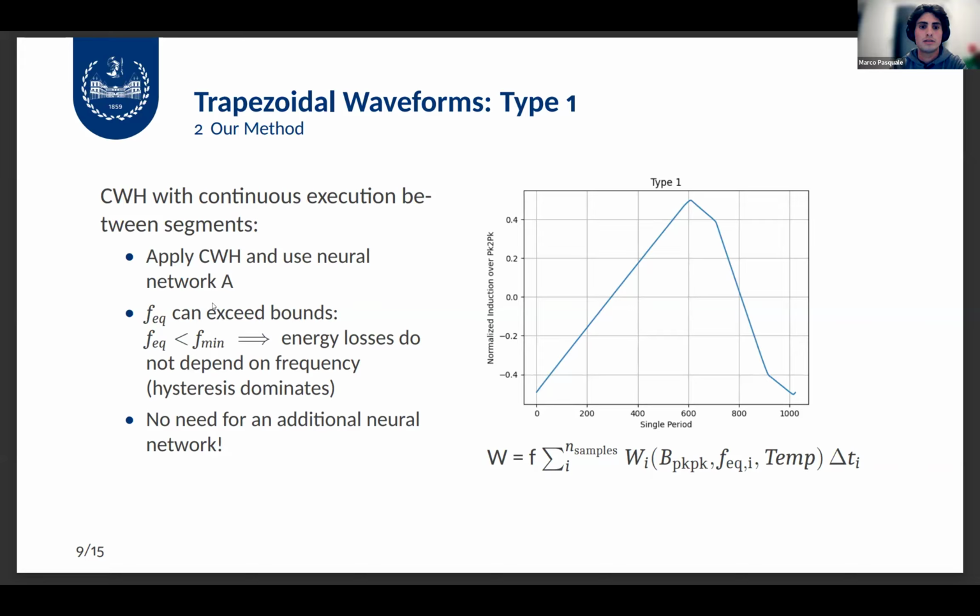So that's pretty good. The only difference from standard CWH is that we do it in a more continuous way. So we don't use the actual segments that you can see in the picture. We use smaller segments. This takes more computational time, but it's way more accurate. And yeah, the good thing is that there's no need for an additional neural network. We just use the old one.